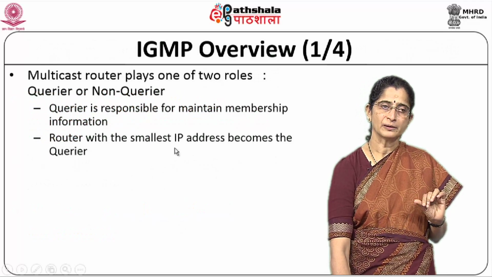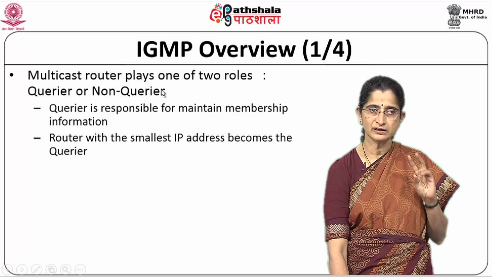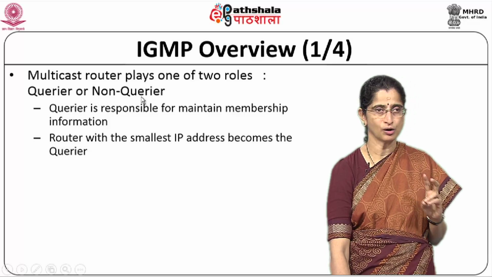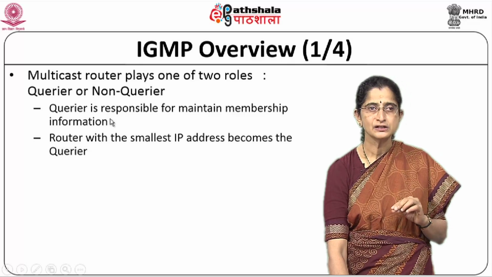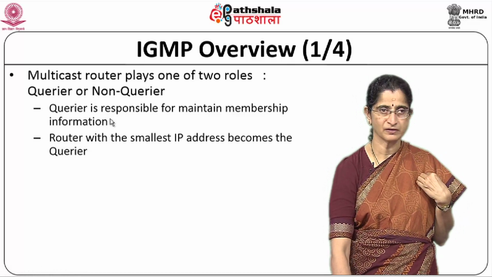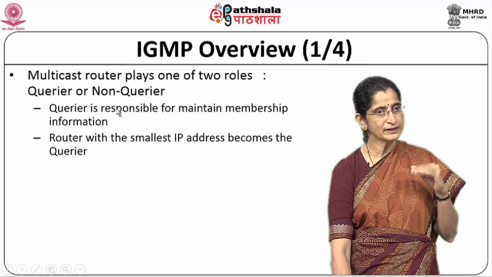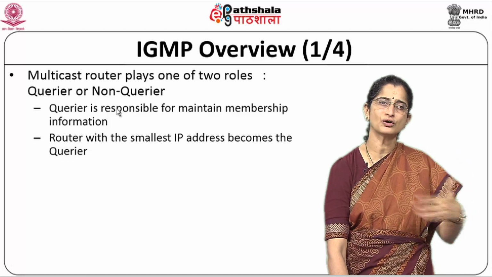If you look at a router in the context of the IGMP protocol, there are basically one of two roles that it could play. One is what is called a querier and the other is a non-querier. A querier is the one which is responsible for sending queries to the host and getting the information from the host. A non-querier is like a silent observer. It is also looking at whatever is happening, but it is not doing the job of querying, because we do not want too many people querying.